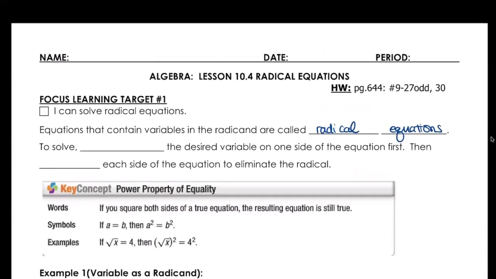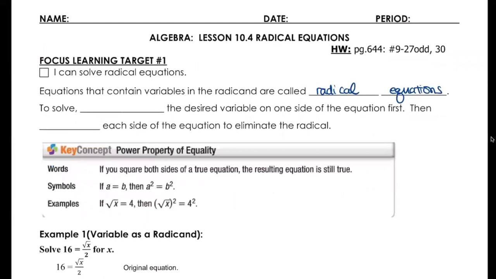All right, so to solve, you're going to isolate the variable, or actually, first thing you want to do is isolate the radical on one side of the equation. Get the radical all by itself on one side of the equation. Everything else goes on the other side. And then you just square both sides to solve for the variable, because squaring both sides will eliminate the radical, allowing you to just solve for the variable.